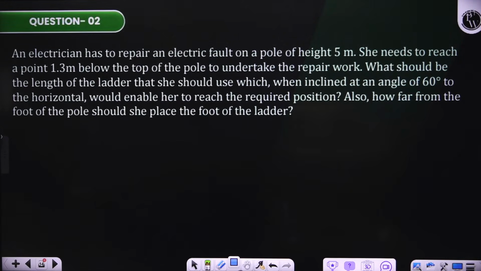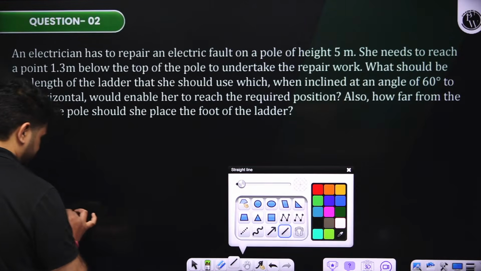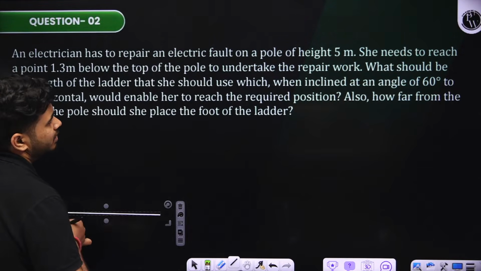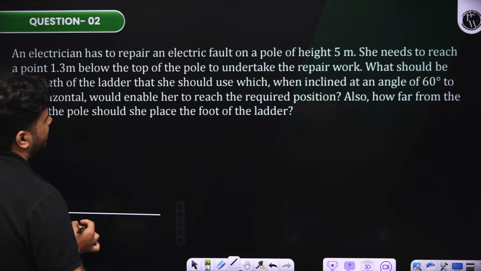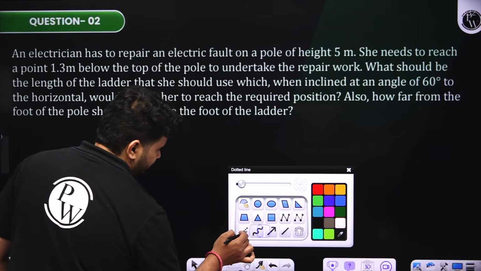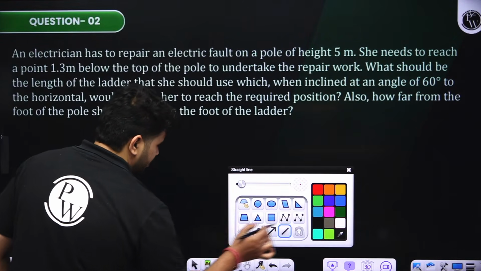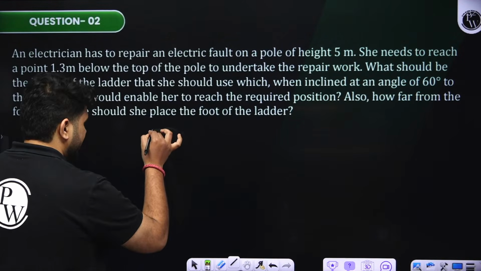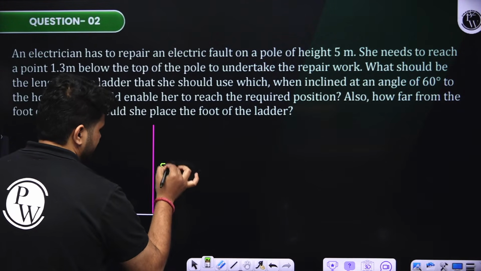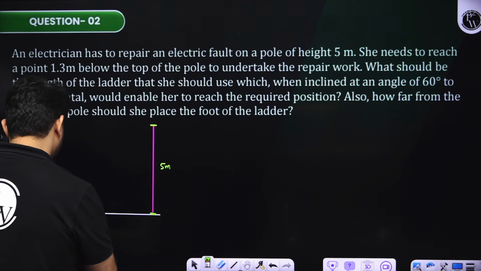Okay, understand the scenario, students. First, this is the ground. The electrician has to repair an electric fault on a pole of height 5 meter. So there is a pole over here whose height is 5 meter. This is the pole height. This is the ground.